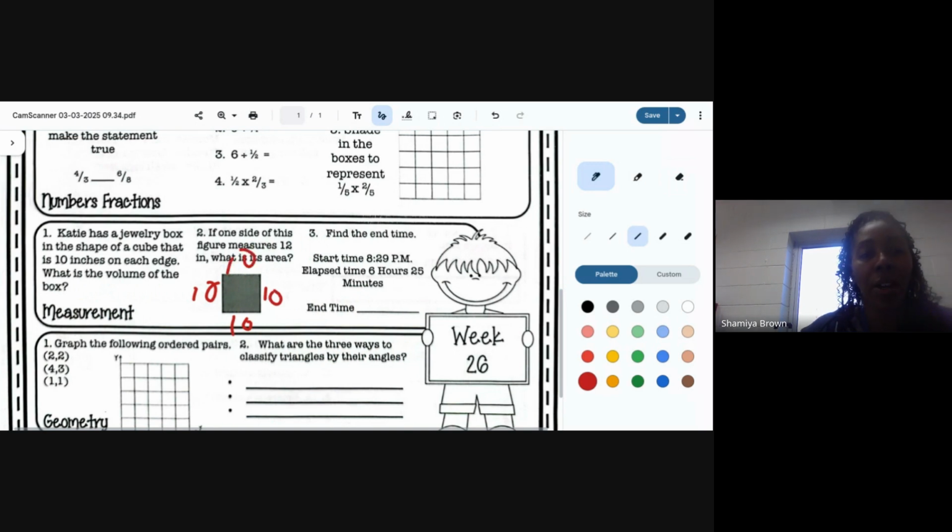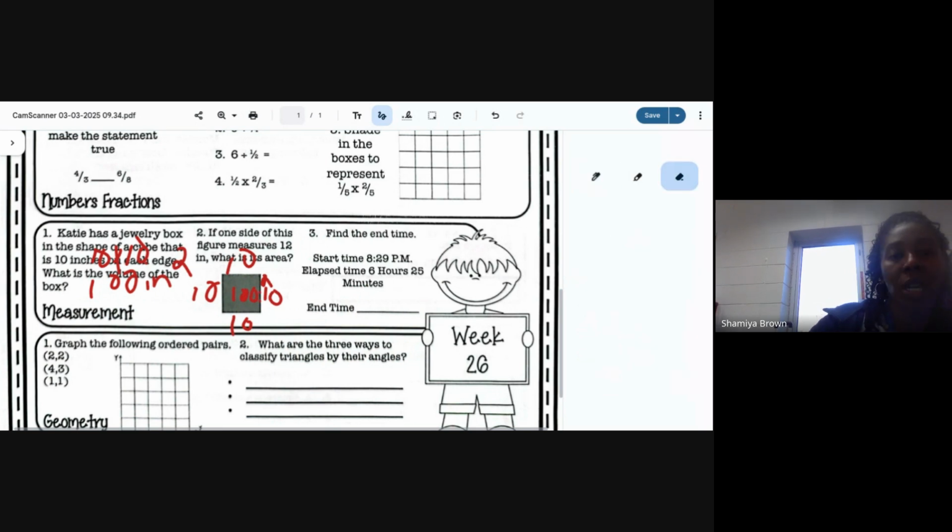So to find area, I would just need to do length times width. So that's going to be 10 times 10, which I just did. Gives me 100 inches squared. That would be the area of this shape. 100 inches squared. All right.